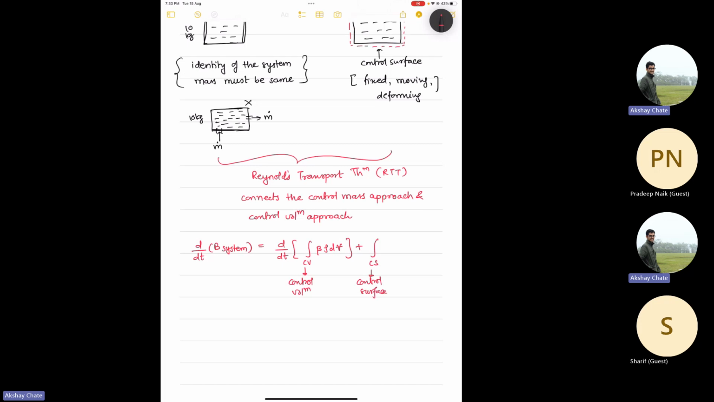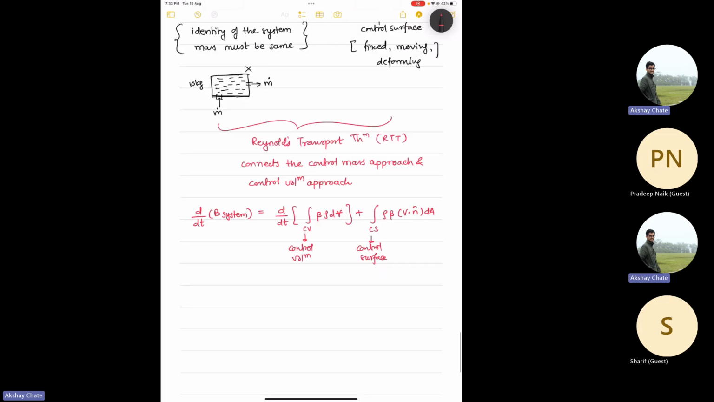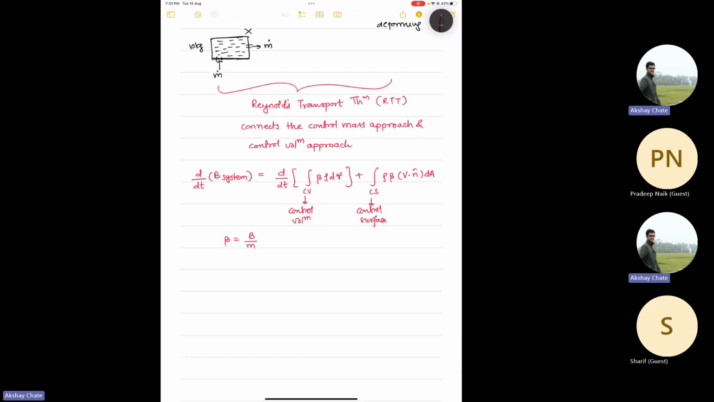And it is again given by rho into beta, and you have something called velocity into unit normal into dA, since this is a surface integral. So yeah, at the first glance it looks very, very bad, but beta is actually what you get if you divide capital B by mass. So there is one more concept here.